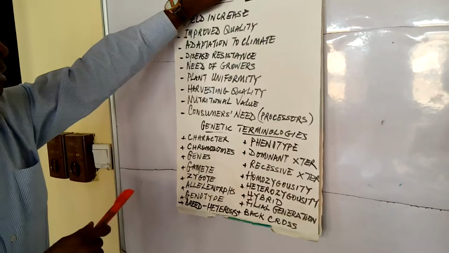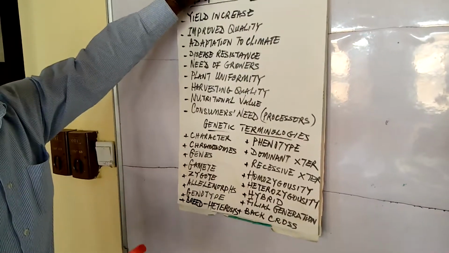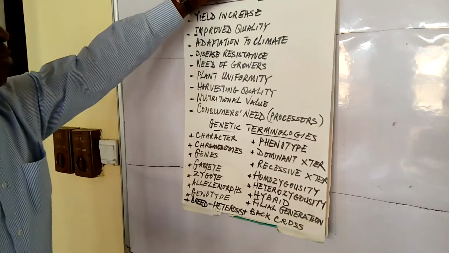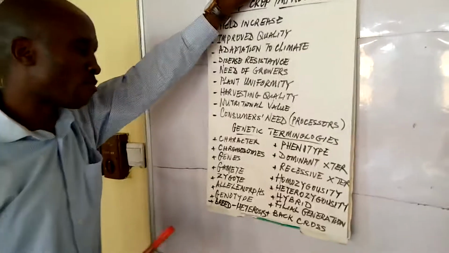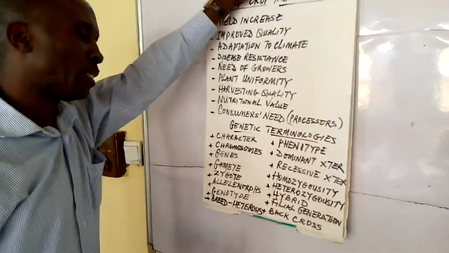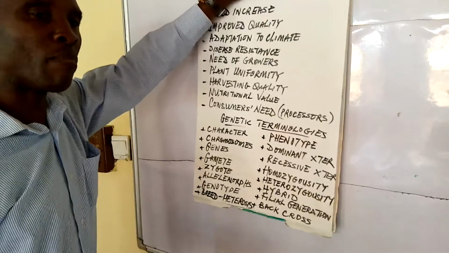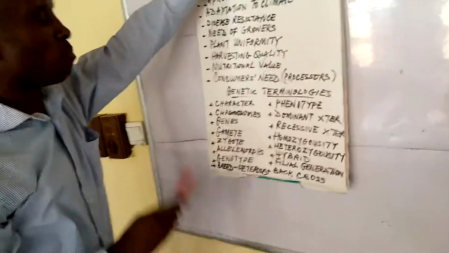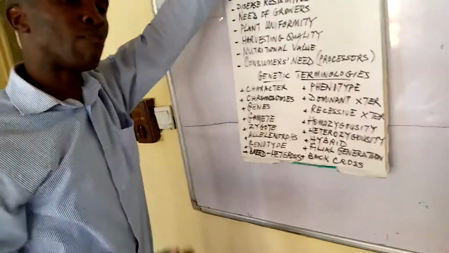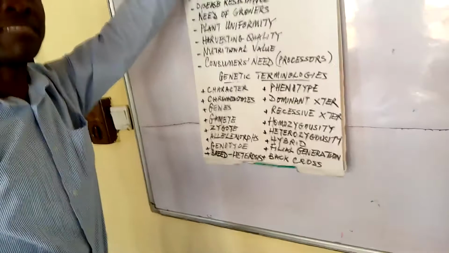Now, there are genetic terminologies involved because crop improvement involves genetics. There are crop genetic terminologies that are involved in the process of crop improvement. Number one is called character. Character is the behavior, the quality of a plant that you want your crop to have. It's called a character. Example, the color of the fruit, the size of the fruit, the size of the seed.